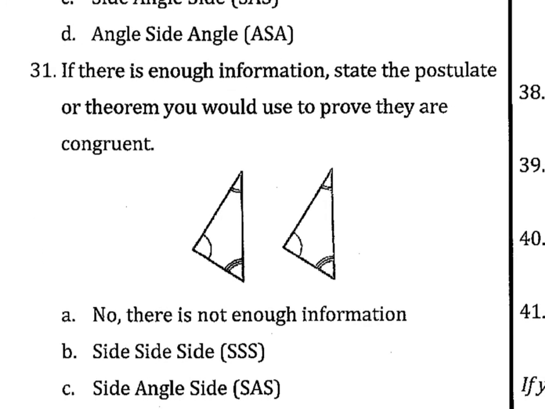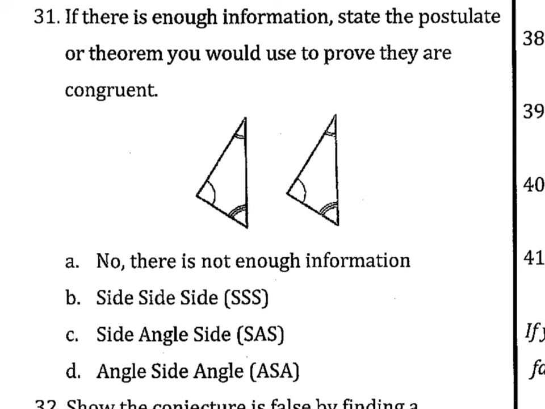31, is there enough information to state the postulate or the theorem showing that the triangles are congruent again? So again, pay attention to what you have. You have a single arc here, a single here, a double and a double, a triple and a triple. There's the double on this one. So again, is it not enough info? Side side side, side angle side, or angle side angle?